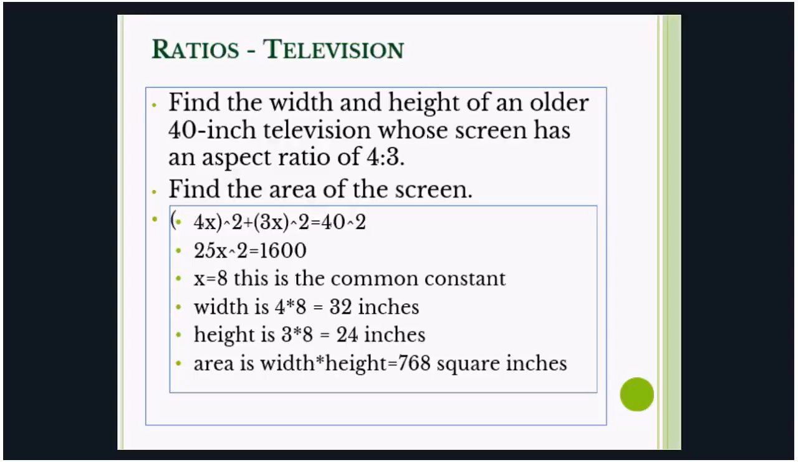So when I solve, I get x. X is the common constant. So to calculate my width, it is 4 times x, so that's 32 inches. My height is 3 times x, so that's 24 inches. And the area would be width times height, which is 768 square inches.